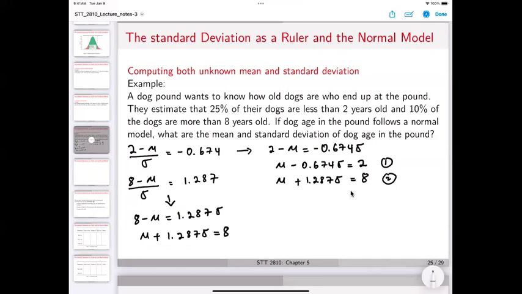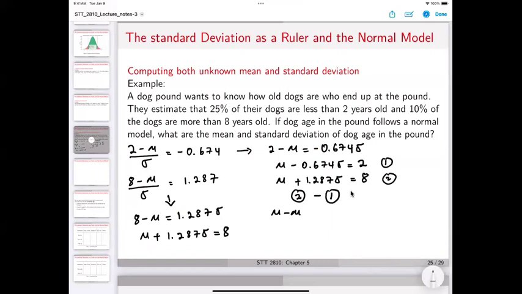So now all that we have to do is solve for sigma. How do we solve for the parameters? We want to use the elimination method. This is algebra. We want to use the elimination method to eliminate one of them. So I could say equation 2 minus equation 1. If I do equation 2 minus equation 1, I will get mu minus mu.